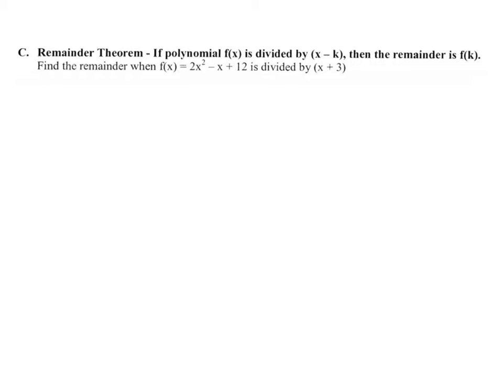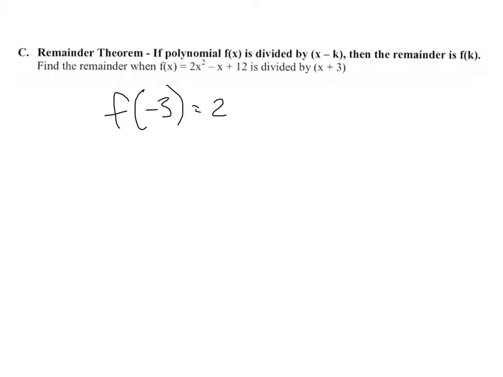Now you need to be careful with this because they write it as x minus k, and then they say plug in k into the function to find the remainder. So an easy way to remember that is, whatever sign is in front of that number, you want to take the opposite of that and plug it in. So in our example, when we're looking at this function and saying what's the remainder when I divide it by x plus 3, I see a plus 3, I'm going to plug in a negative 3. So for this question, if all they ask us to do is find the remainder, we're just going to plug in negative 3 into the function.